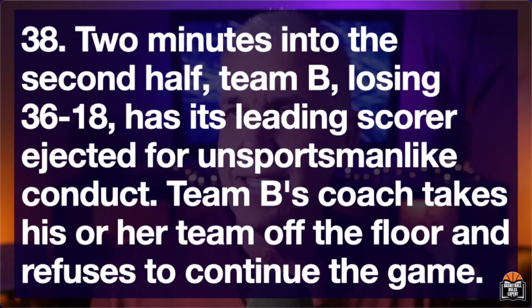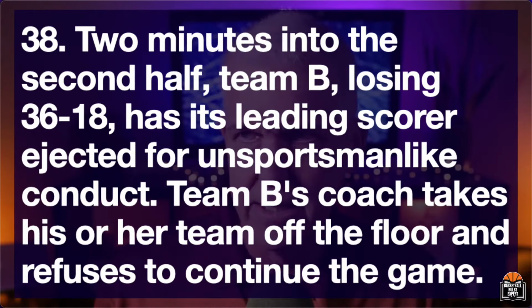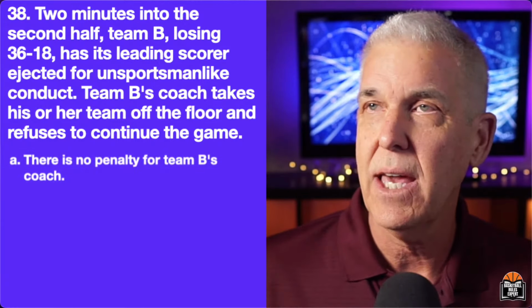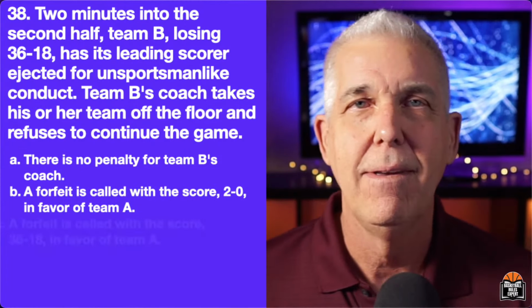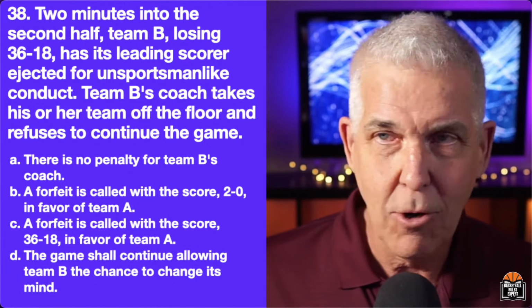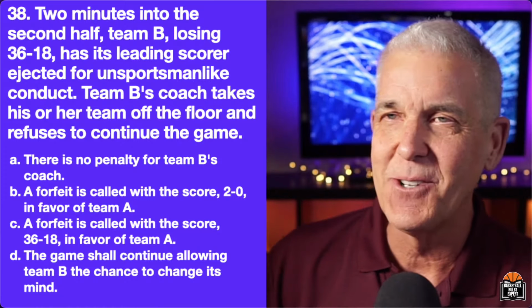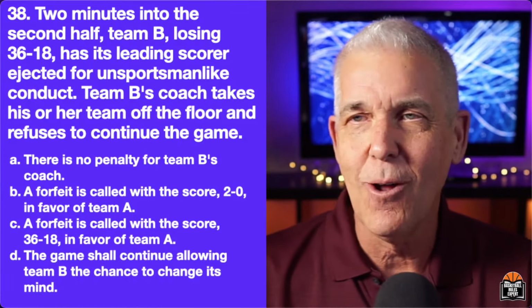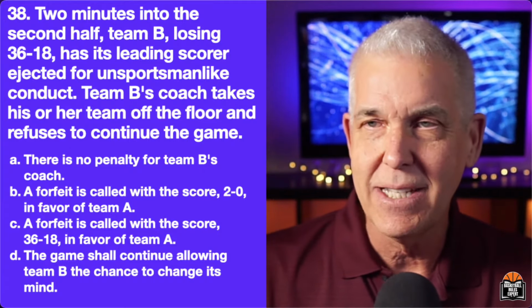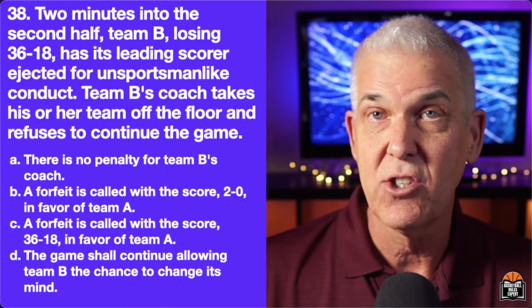Two minutes into the second half, Team B, losing 36-18, has its leading scorer ejected for unsportsmanlike conduct. Team B's coach takes his or her team off the floor and refuses to continue the game. That was weird. A, there is no penalty for Team B's coach. B, a forfeit is called with the score 2-0. C, a forfeit is called with the score 36-18 in favor of Team A. D, the game shall continue, allowing Team B a chance to change its mind.